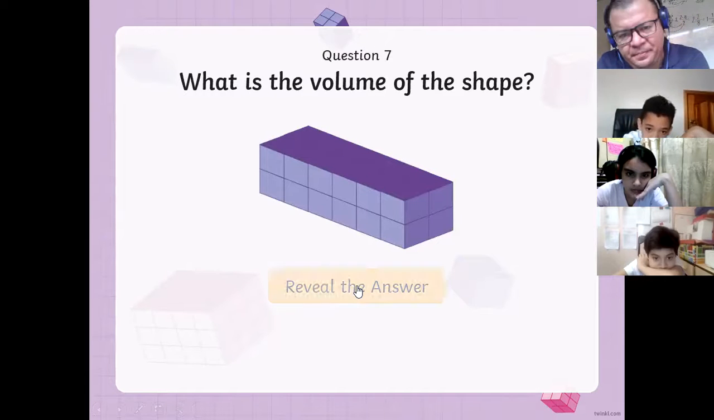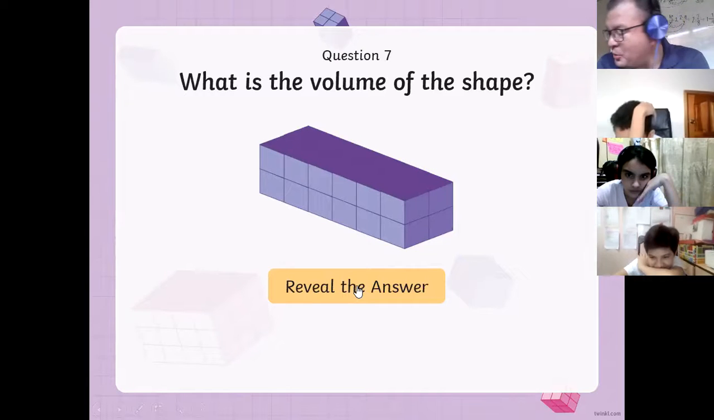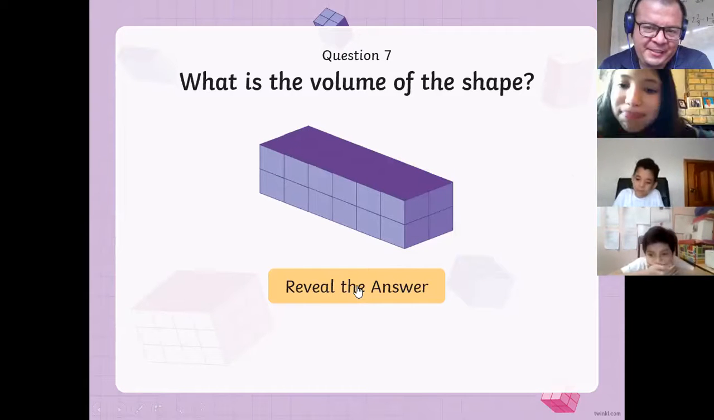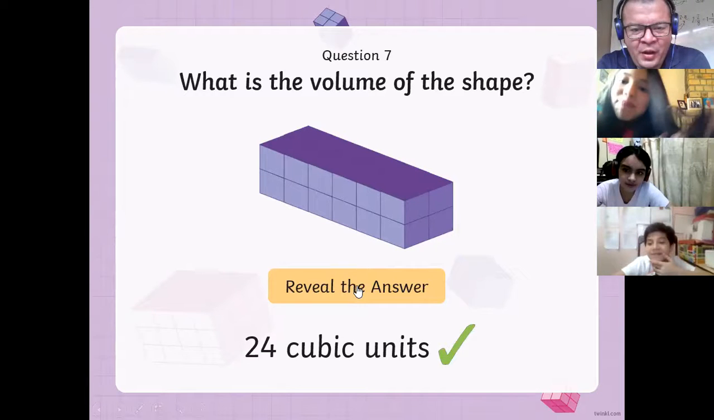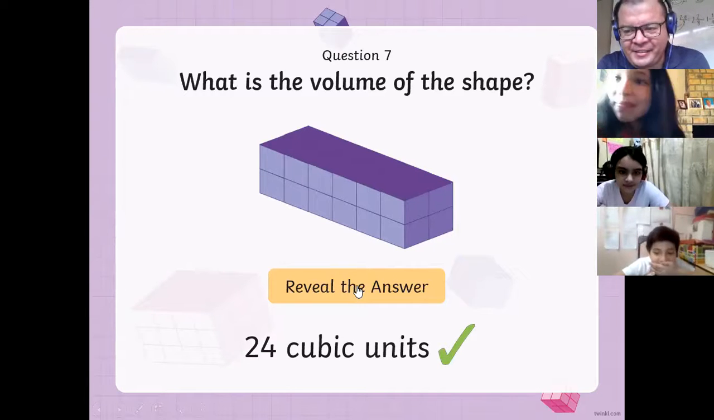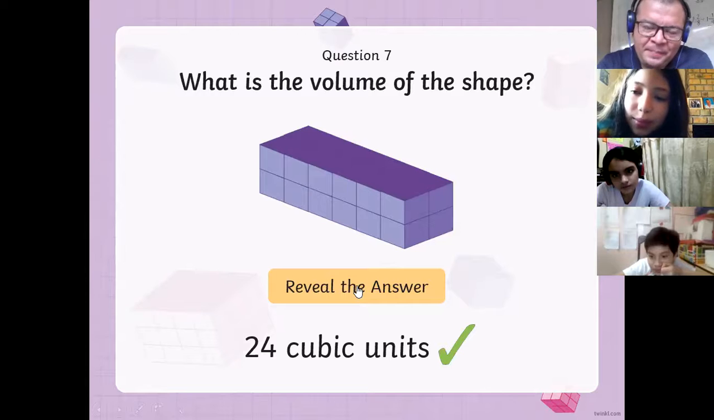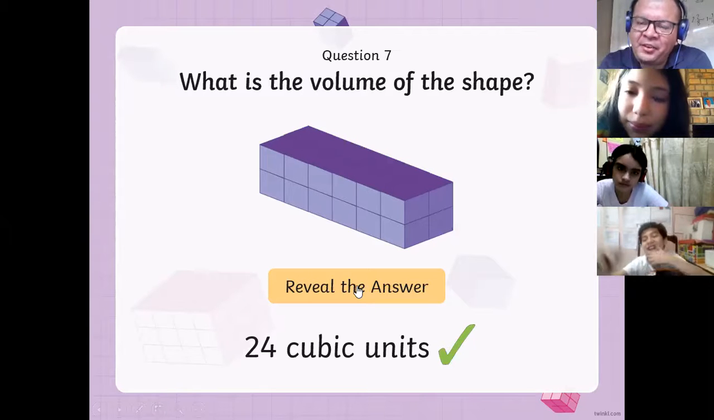And for this one, 24 cubic units. I'm counting, and I only count the first line, and then the other two or three lines I multiply. Exactly. That is the way you have to count it. You only have to count the first line, and then you multiply and you will know the volume of the shape.